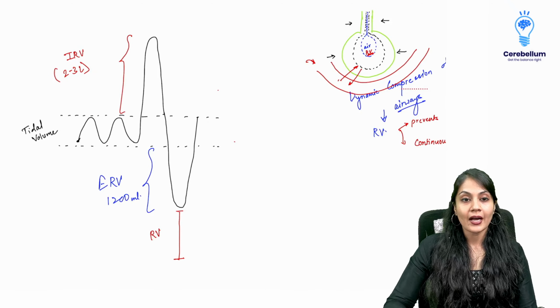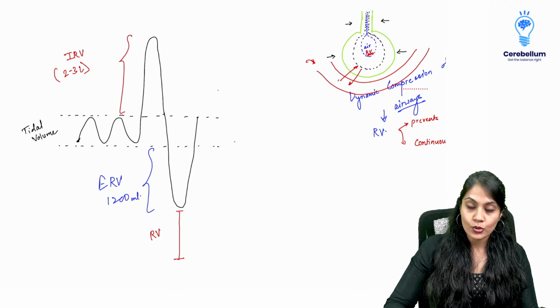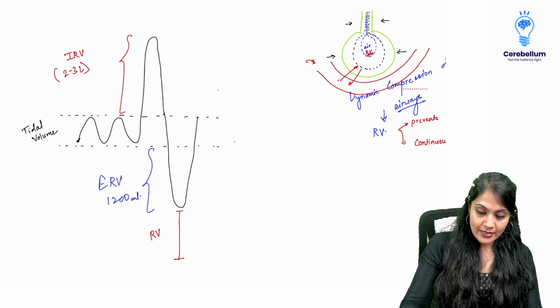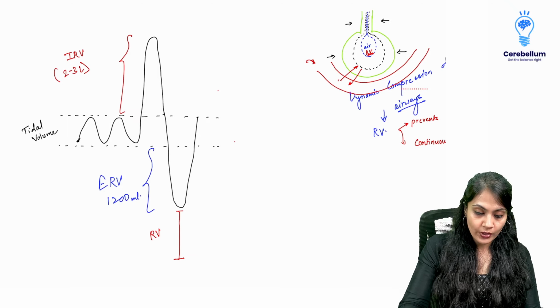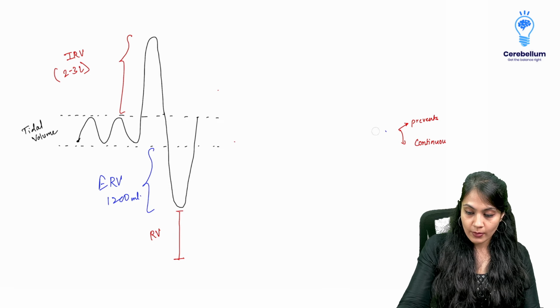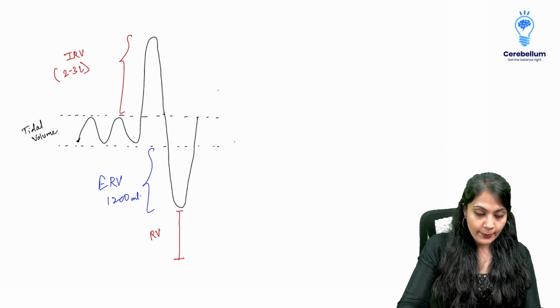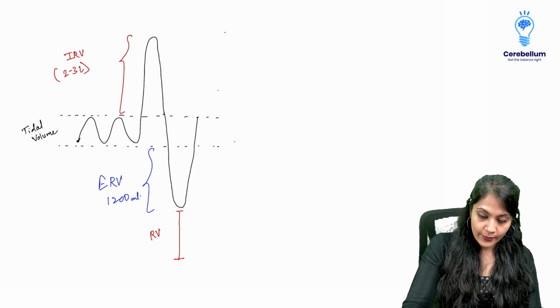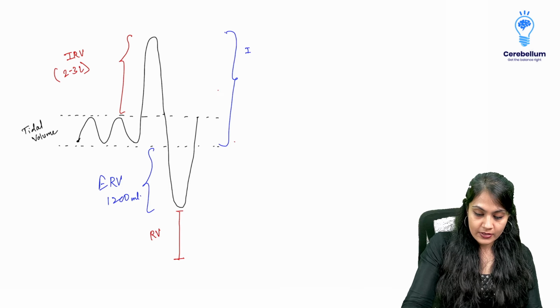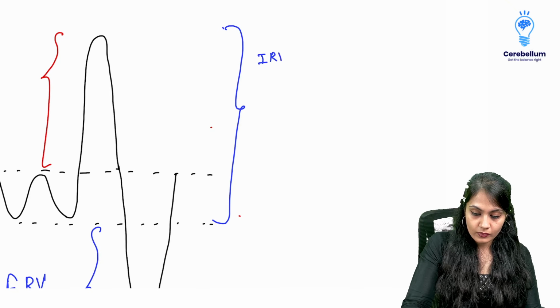So please remember, the RV is one thing that is not going to be measured. Now let's move on to the capacities. What are the capacities? The capacities are different additions, right? So I'm just removing this dynamic compression of airway. I hope you have written this already, right? So let's talk about the capacities over here. If I add the IRV and TV, IRV plus TV, that becomes IC.